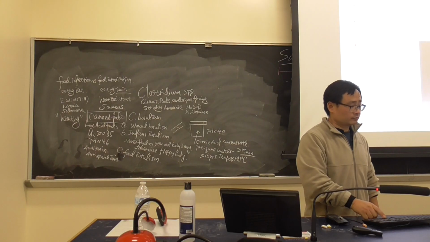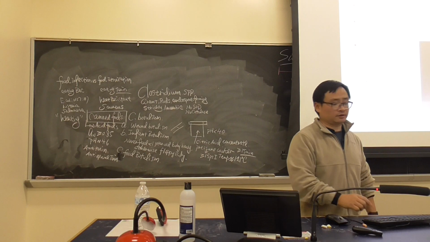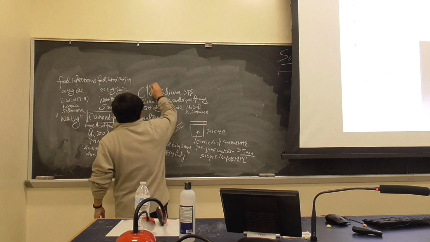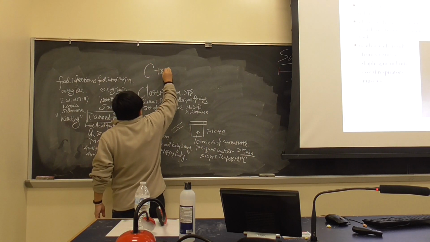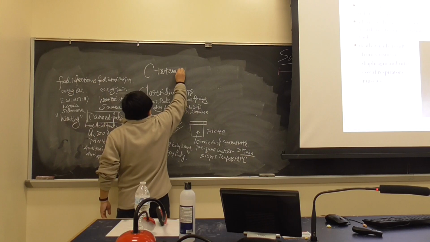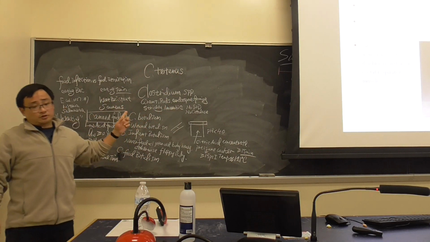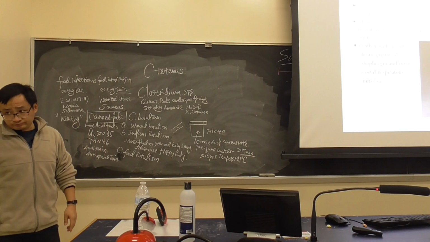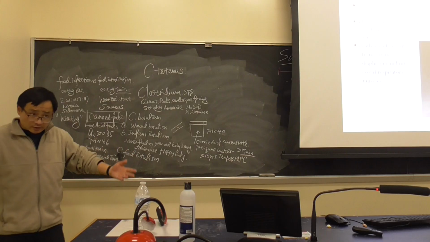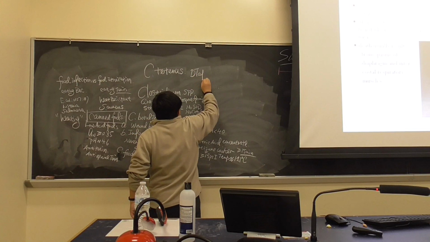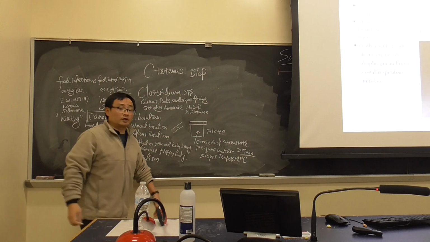Next one, Clostridium tetani. Okay, Clostridium tetani, I'll go a little bit easy. First of all, this pathogen should not be a problem in the United States. Why? We have a vaccine, DTaP. What does this stand for?